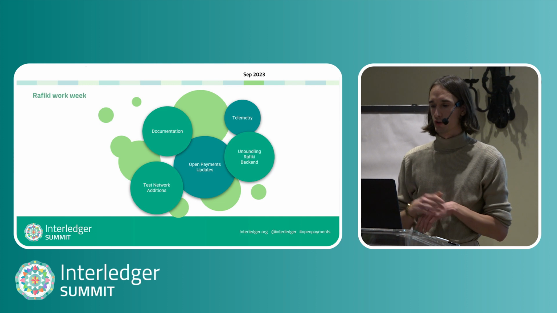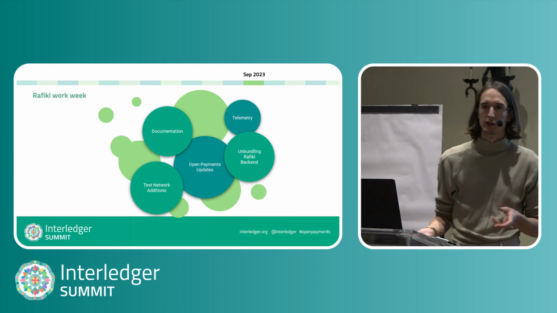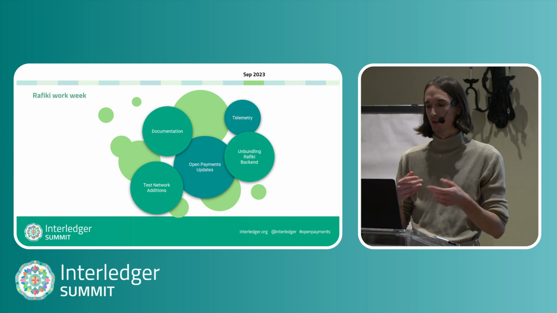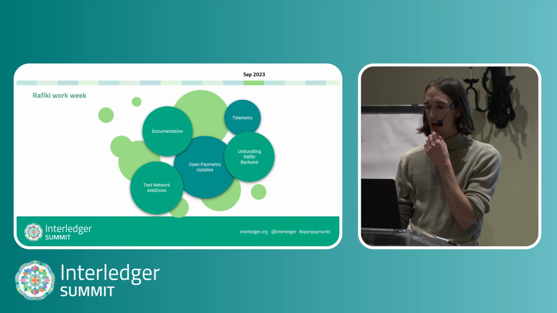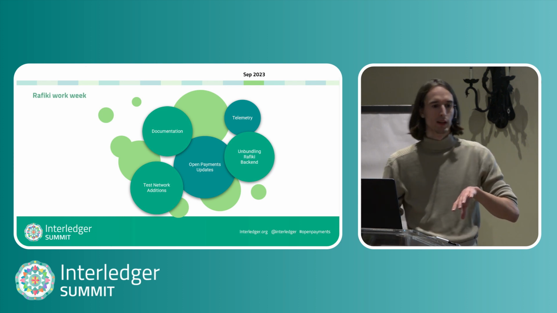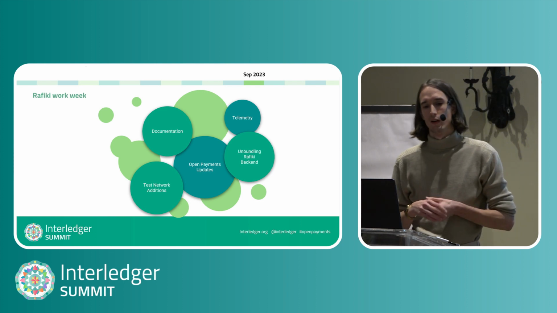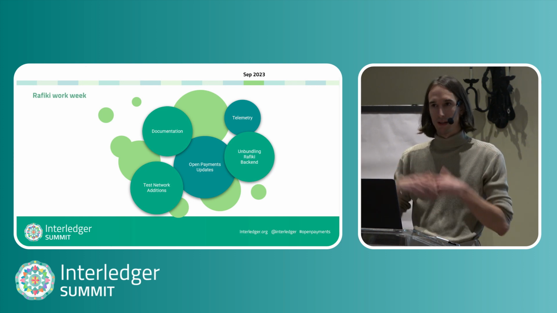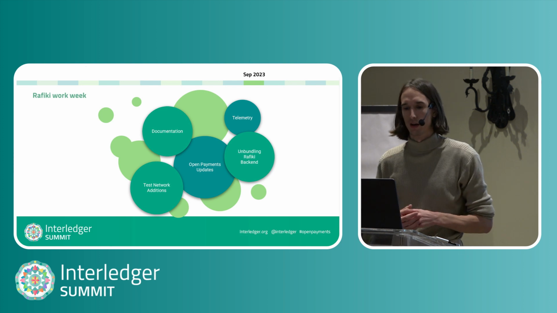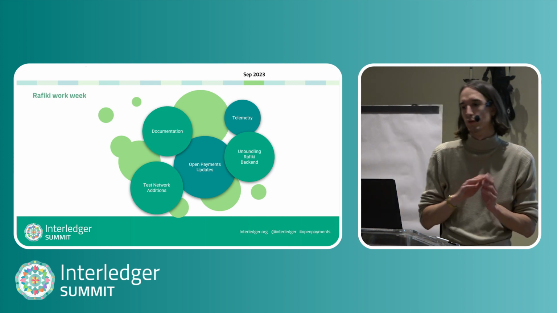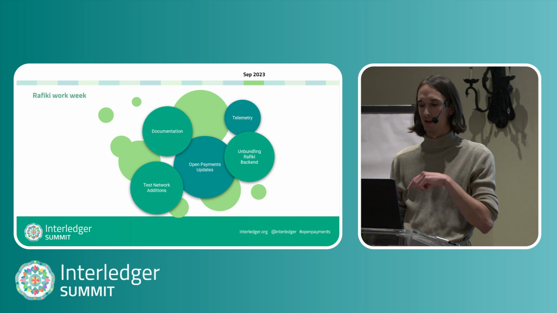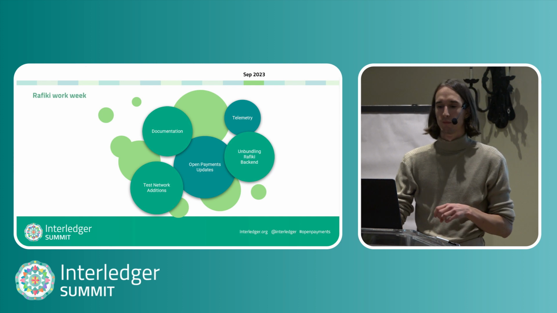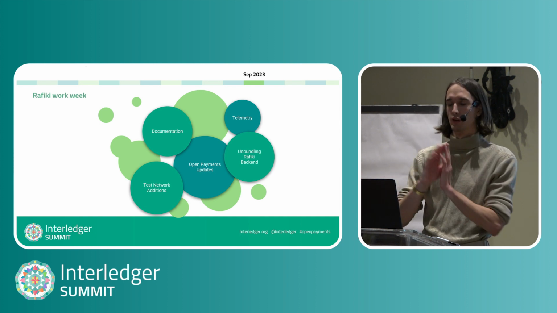Another big push was the telemetry project, to be able to add metrics into Rafiki and to see how money is moving around the test network. That was another track. And we had the unbundling of the Rafiki backend, meaning we want to get to a point where Open Payments becomes a more and more interoperable specification. So we're trying to prepare Rafiki to support multiple payment methods. I'll get to that in just a sec. We also had testnet additions, which was another big push during the work week.